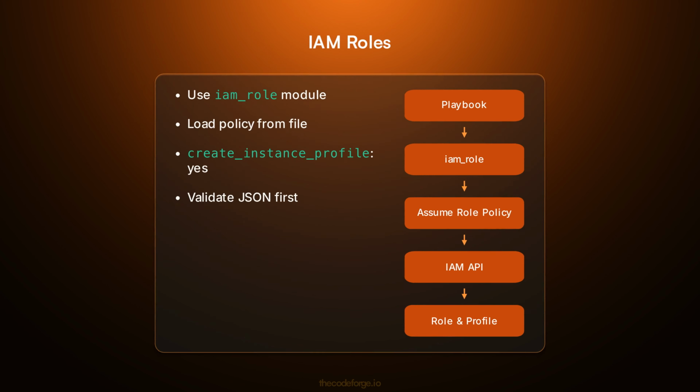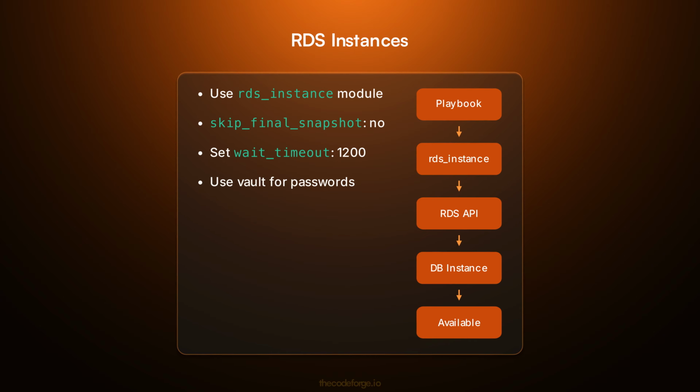The RDS Instance module manages relational database service databases. In production, never skip the final snapshot. Set a high wait timeout because relational database service creation can take 20 minutes. This creates a PostgreSQL relational database service instance with encryption and backups. The final snapshot identifier uses a timestamp to ensure uniqueness.